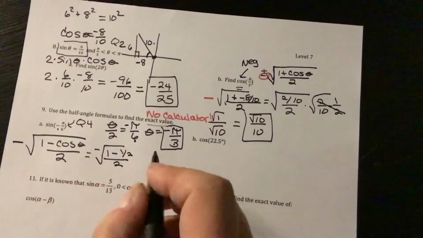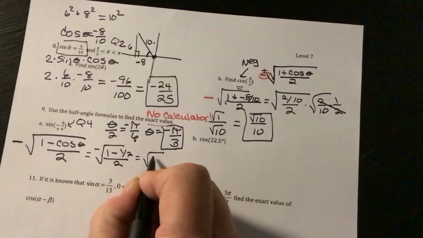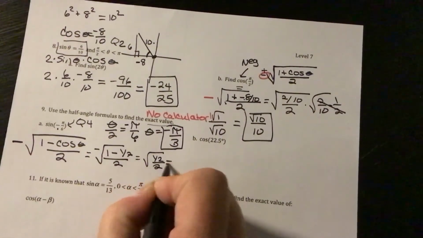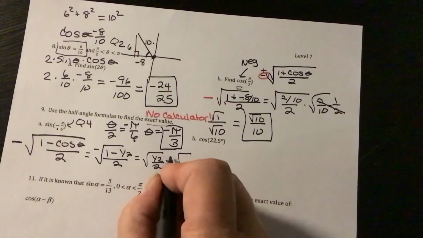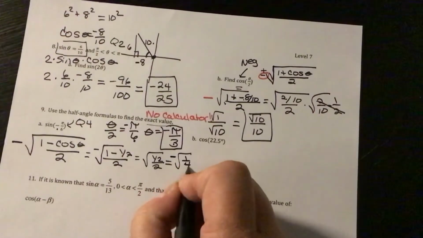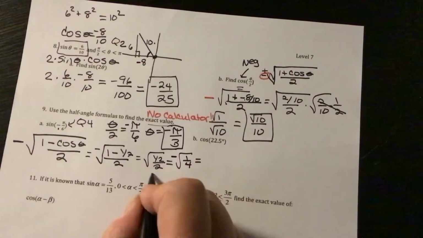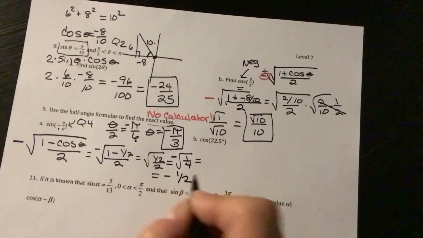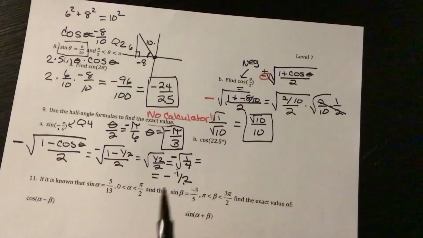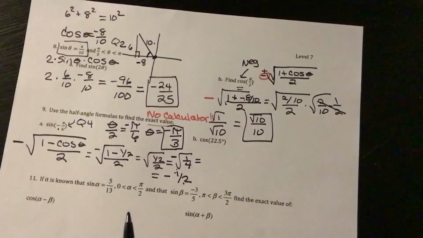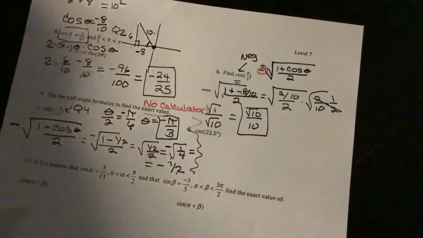over 2. So 1 minus 1/2 is 1/2 divided by 2. So this is 1/4 underneath the square root sign. Negative value of 1/4. So this is negative 1/2. Negative square root of 1 is 1, square root of 4 is 2. So negative 1/2.